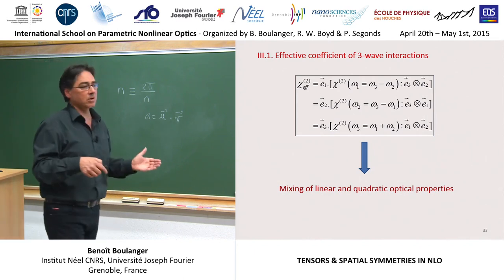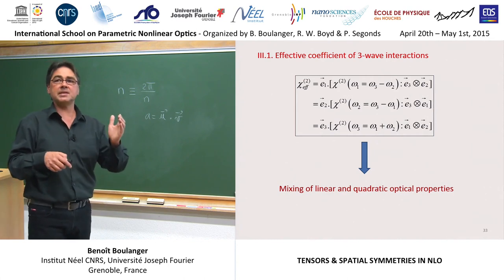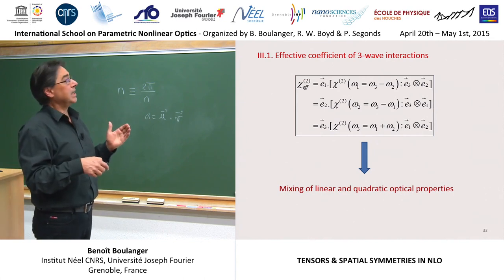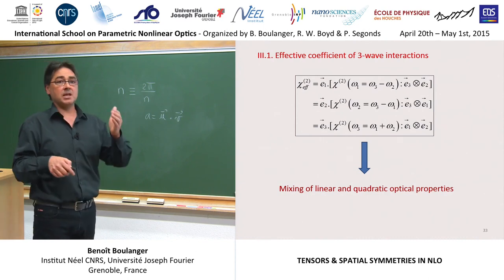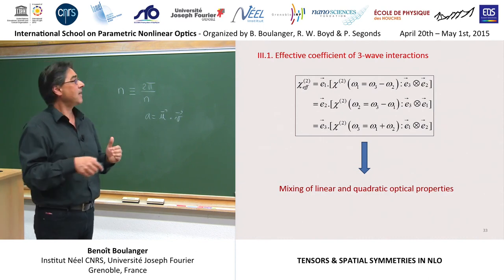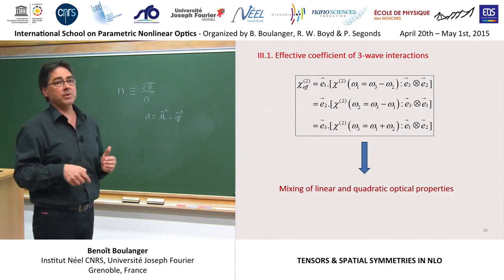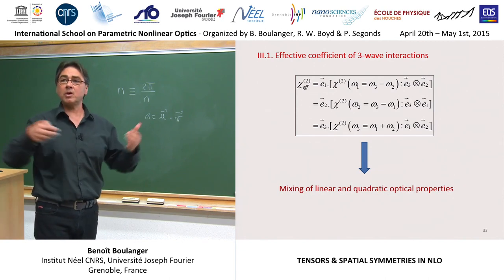So you see here that you have a mixing of linear properties, that is to say, because you have the polarization of the fields, and nonlinear properties, the chi2 tensor. You had this mixing.